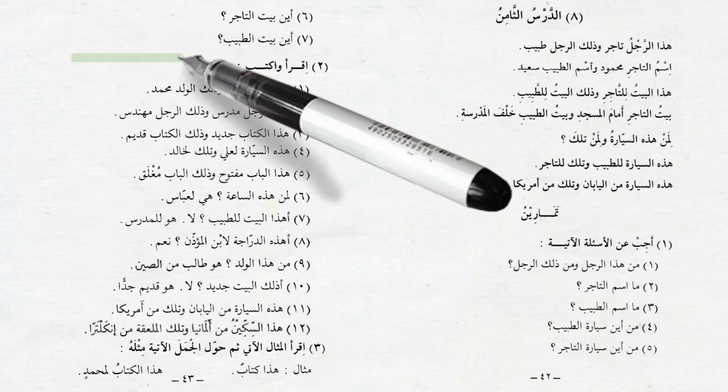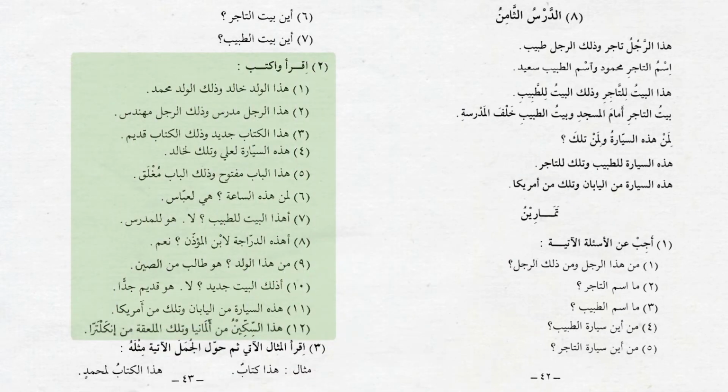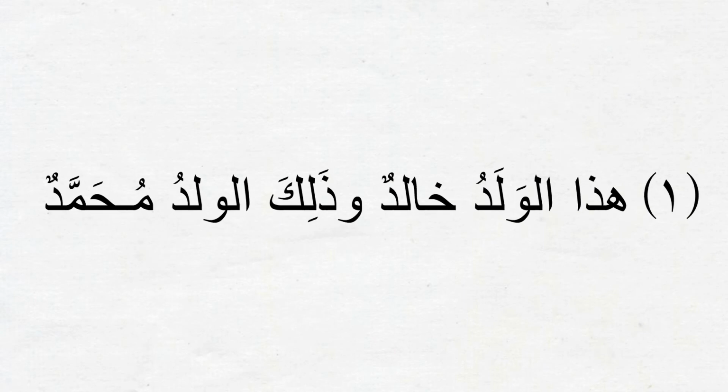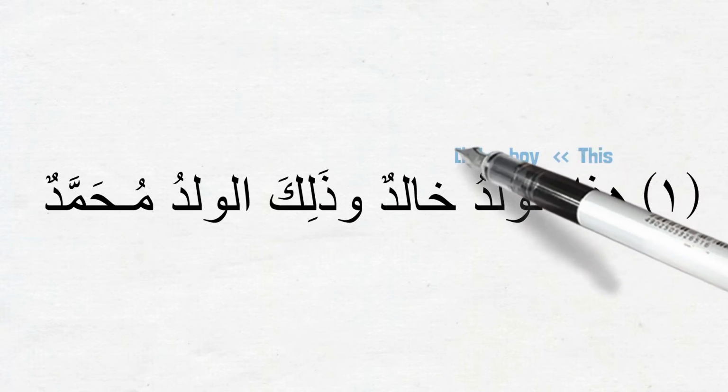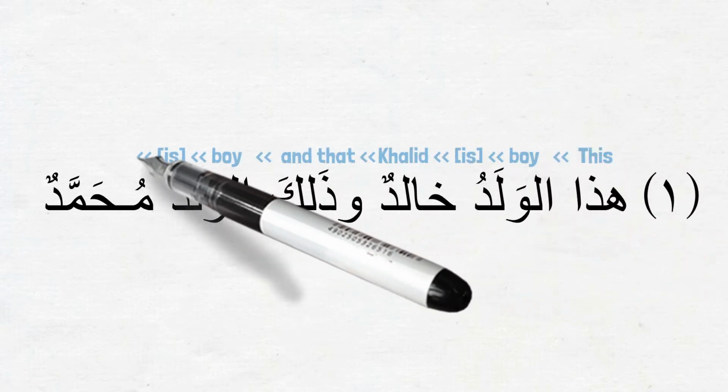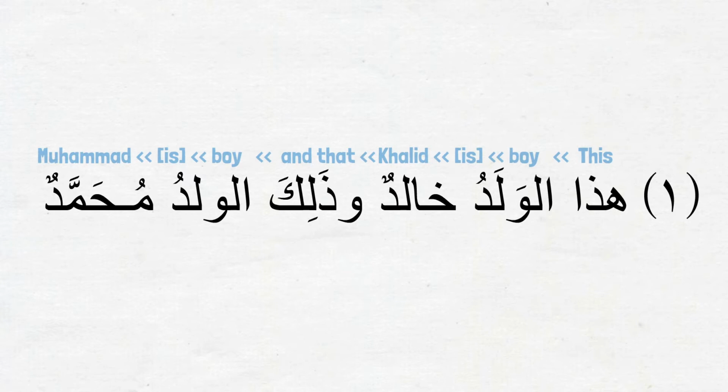Okay, we are ready to see some examples now. Let's open page 43 of the book and go over the exercise 2 of the lesson first. We need to read the sentences with proper vowel sounds. And as always, I suggest you practice writing them if you can. هذا الولد خالد وذلك الولد محمد. We can translate this as this boy is Khalid and that boy is Muhammad.